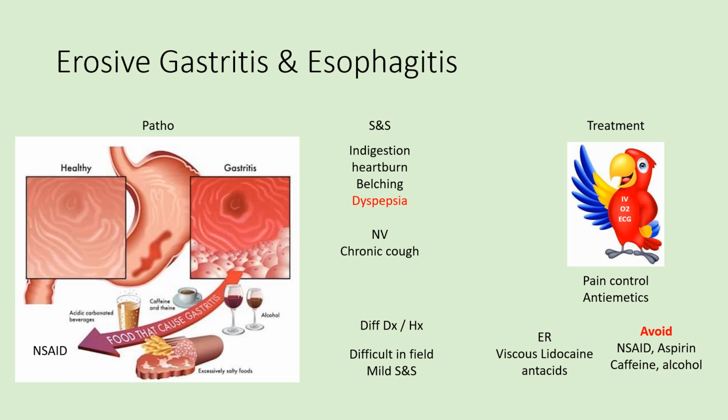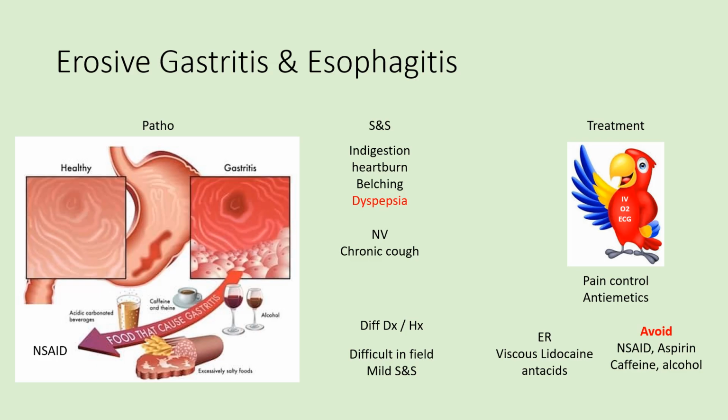Erosive gastritis and esophagitis. It's erosions or inflammation of the gastric esophageal mucosa. Causes are on our picture. We have wine, coffee, alcoholic beverages, non-steroidal anti-inflammatories. Signs and symptoms. They can complain of indigestion, heartburn, a lot of belching.